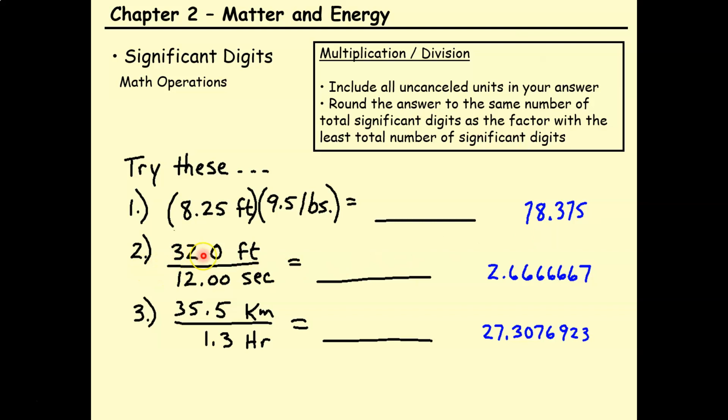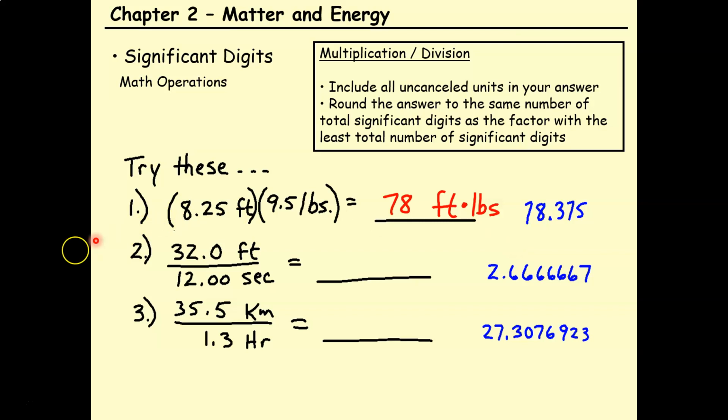If I take 32.0 divided by 12.00, the calculator will say this. All right, 35.5 divided by 1.3, the calculator will say this. Now what I've got to do is round them in the correct spot. If I have 2 digits, 3 digits, and 2 digits, then this answer can only have 2 digits. So I'm going to round it to 78. And then I'll take the foot times a pound. I'll do it like this, foot dot pound, foot pound.